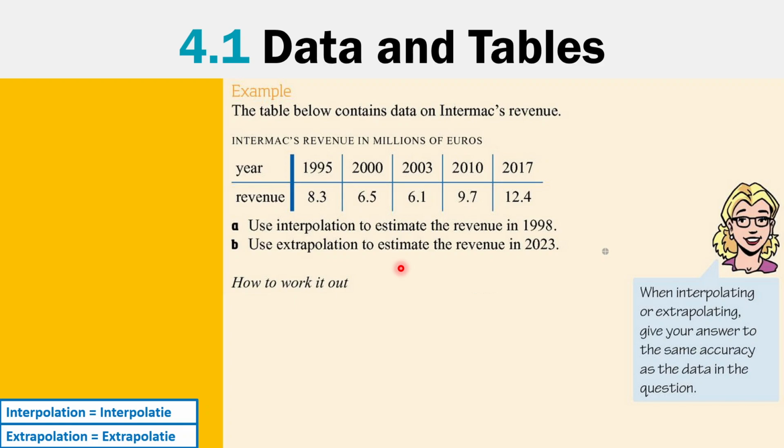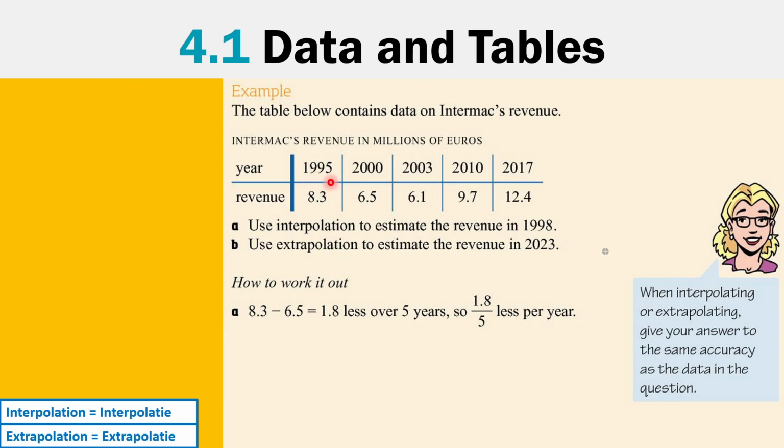So the table below contains data on Intermac's revenue. You see dates given here with the revenue in millions of euros underneath. Use interpolation to estimate the revenue in 1998. 1998 is between 1995 and 2000, so we're going to use those two columns here. Between 1995 and 2000 there are 5 years, and the revenue has decreased by 8.3 minus 6.5, which is 1.8, over 5 years. So 1.8 divided by the difference in years is 1.8 over 5 less per year.